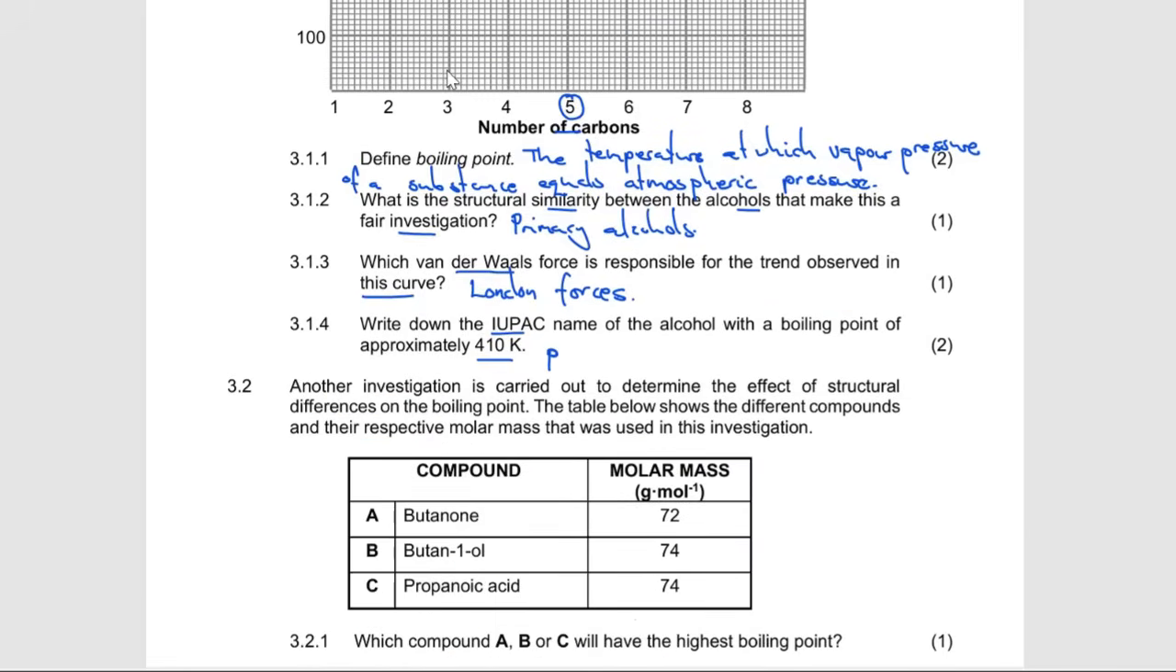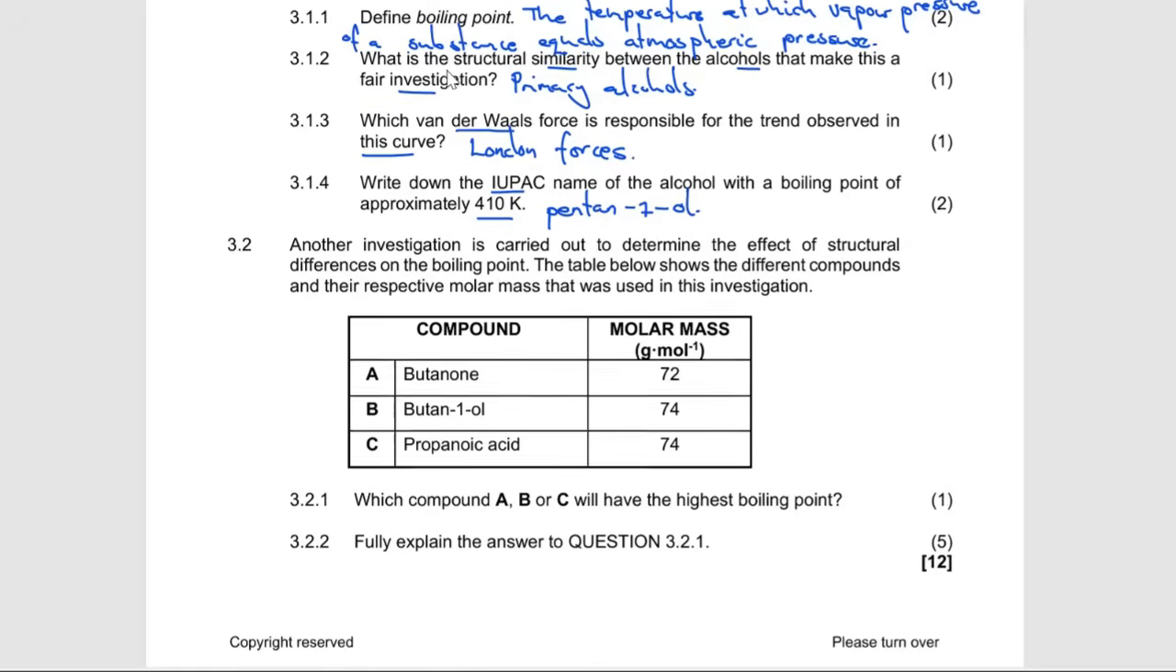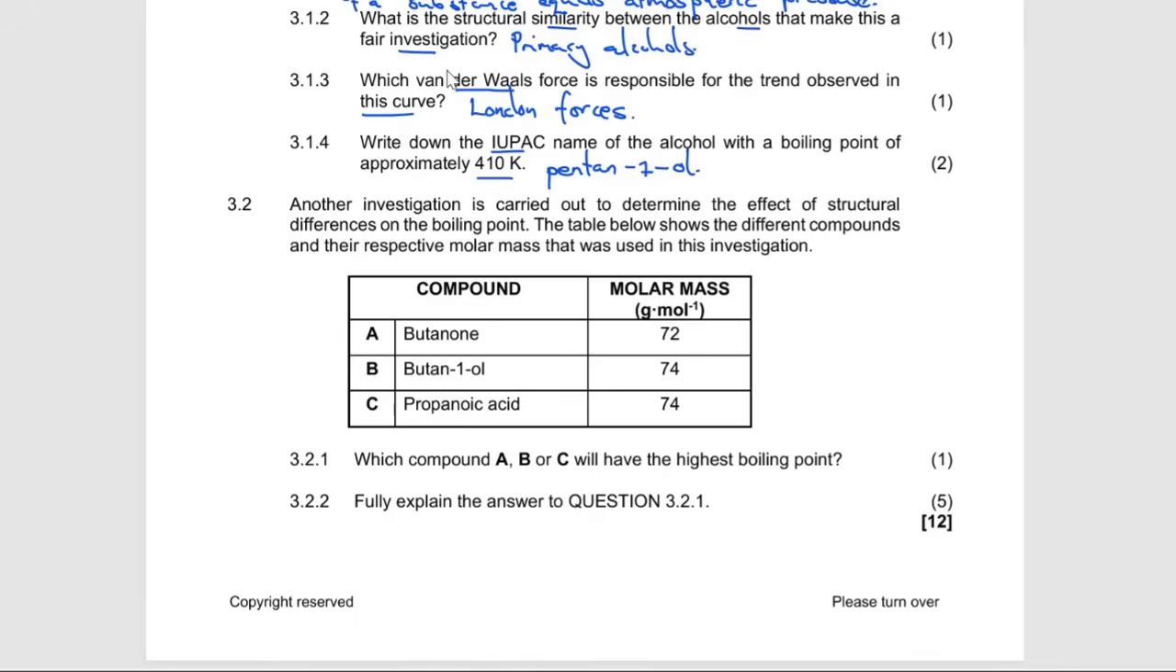So remember, these are all what? Primary alcohols, right? So I'm going to say pentane, then dash 1-ol, right? Pentane-1-ol there. So that's the IUPAC name that we're looking for, right? Then after that, they're saying another investigation is carried out to determine the effect of structural differences on boiling point, right? So they are looking at the structural differences on the boiling points. The table below shows the different compounds and their respective molar masses that were used in this investigation, right? So it says here which compound A, B, or C will have the highest boiling point, right?